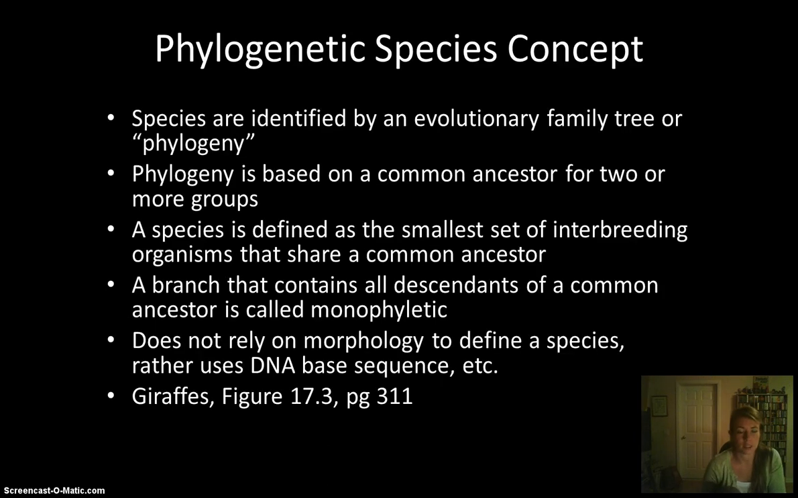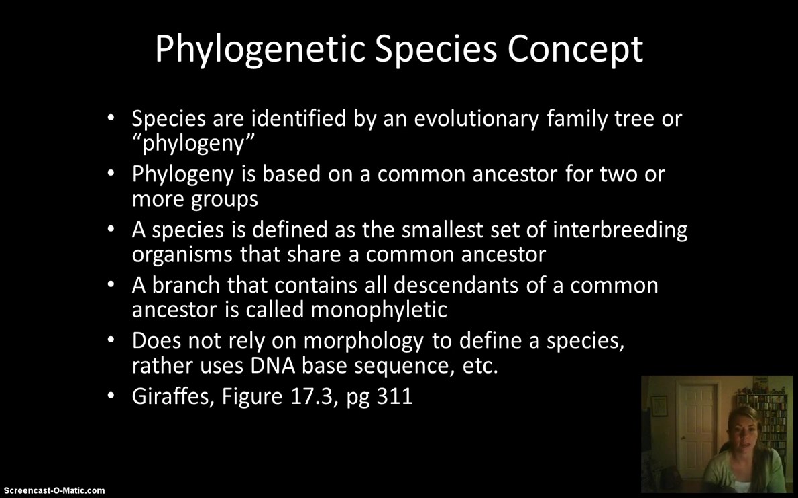The fourth species concept is the phylogenetic species concept. And this defines species by an evolutionary family tree. And we call this family tree a phylogeny. And you guys should take a look and read the section on page 309, which is an evolution section. It's called The Anatomy of Speciation, and talks about phylogenetic trees. And you'll learn all about phylogenetic trees. And so these evolutionary trees, or phylogenies, are based on a common ancestor for 2 or more groups. So it's looking at how species are related to each other based on their common ancestors.